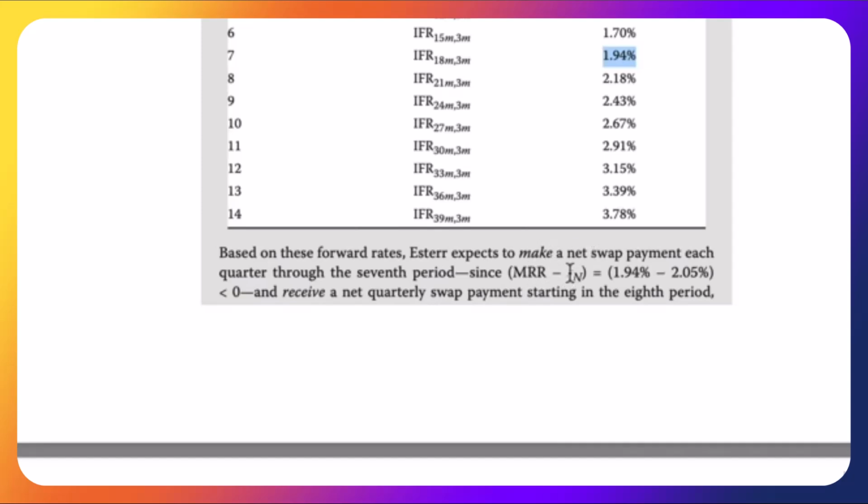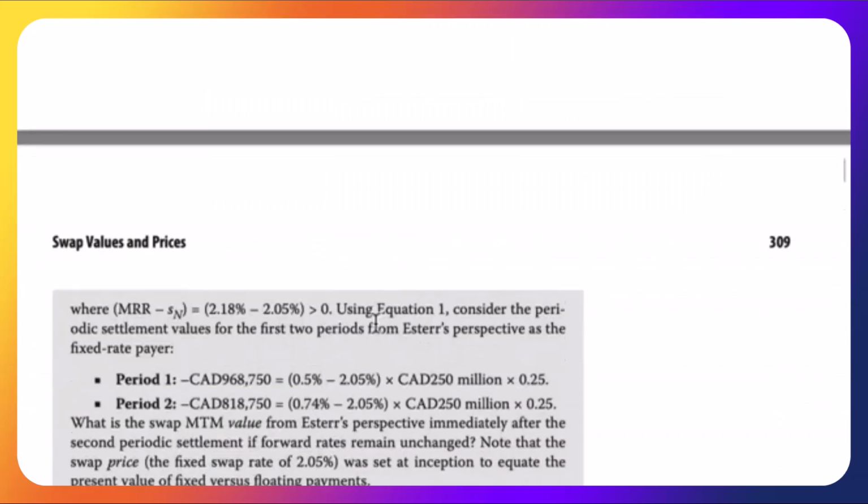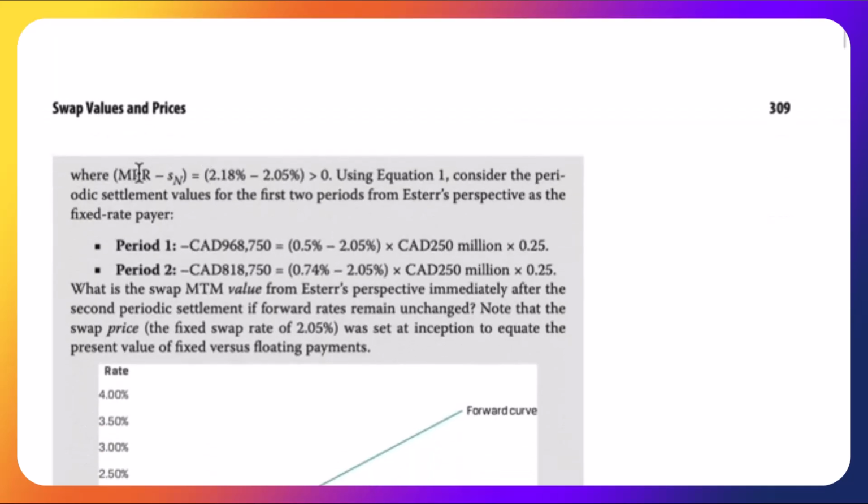So Esther expects to make a net swap payment each quarter through the 7th period, since the floating rate minus the fixed swap rate, 1.94 minus 2.05, is less than 0. For all of them, it's less than 0. And she will receive a net quarterly swap payment starting in the 8th period, where the floating rate minus the swap rate is greater than 0 for the final 7.